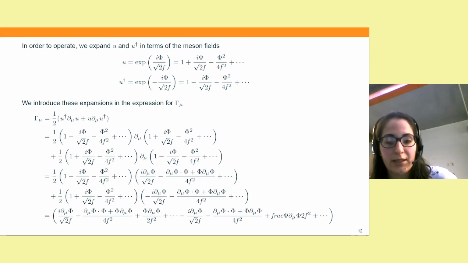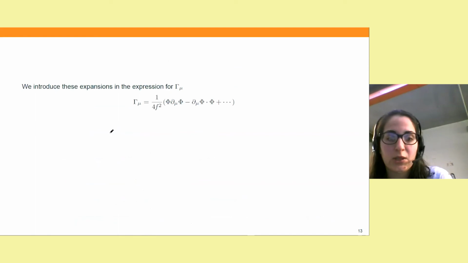For the other, the same. And we can see that we can simplify this. This goes away with this. And if we simplify, what we get for the chiral connection is this expression here. It's 1/4f squared, phi, the derivative acting on one, and minus the derivative acting on the second one, times the field.